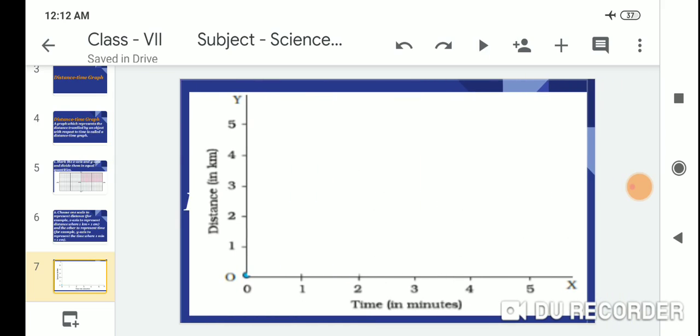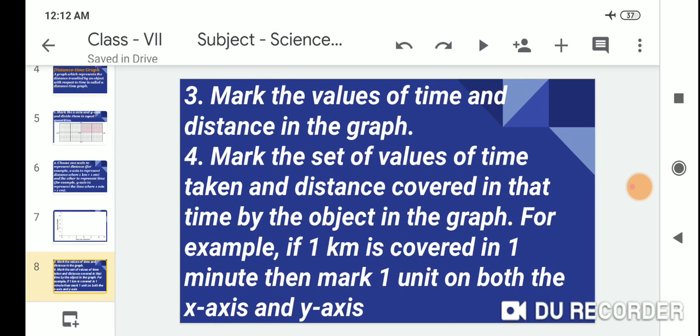So time in minutes on the x-axis, and distance in kilometers on the y-axis. So 1, 2, 3, 4, 5, the x-axis is represented by the time in minutes, and starting from 0, 1, 2, 3, 4, 5, the y-axis is represented by distance in kilometers. Mark the values of the time and distance in the graph.